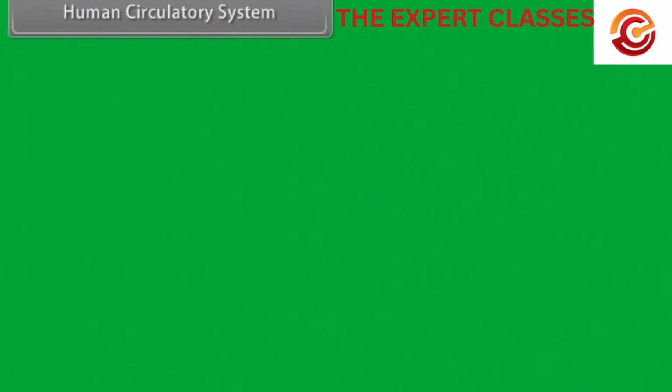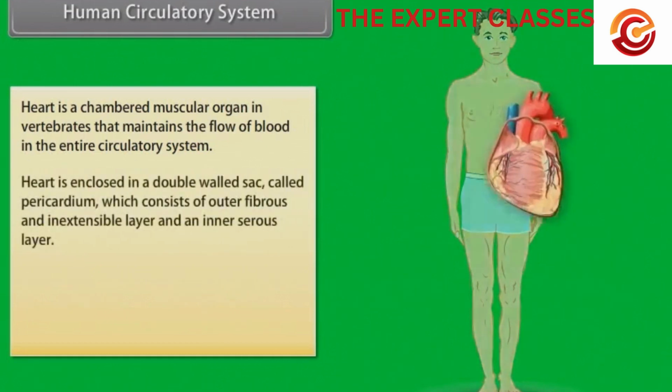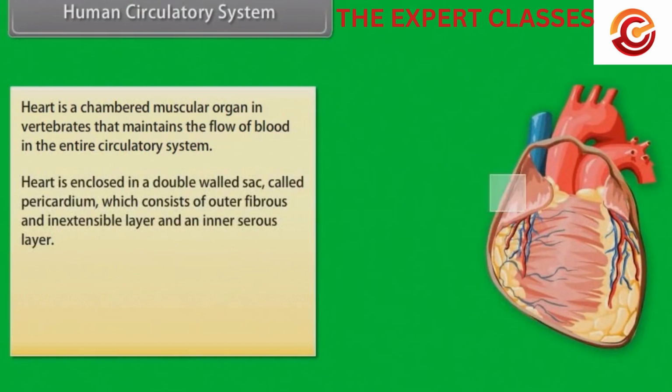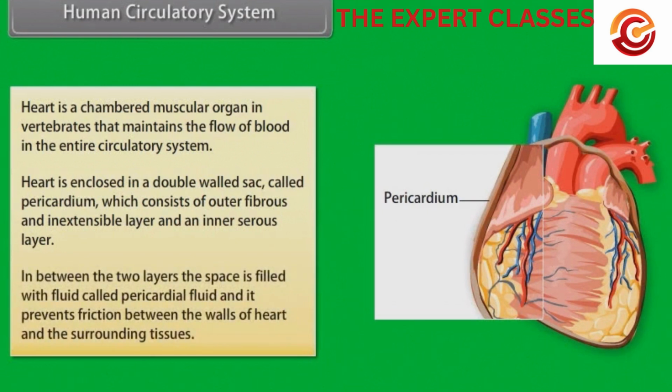Human circulatory system. The heart is a chambered muscular organ in vertebrates that maintains the flow of blood in the entire circulatory system. The heart is enclosed in a double-walled sac called pericardium, which consists of an outer fibrous and inextensible layer and an inner serous layer. In between the two layers, the space is filled with fluid called pericardial fluid, and it prevents friction between the walls of the heart.